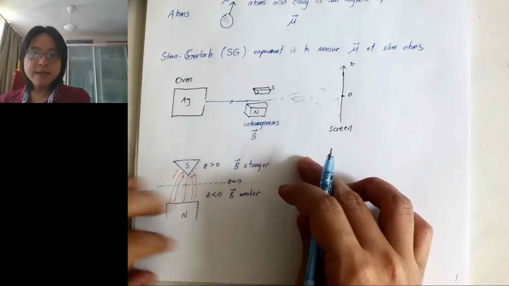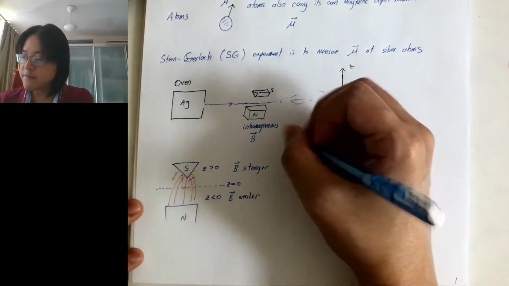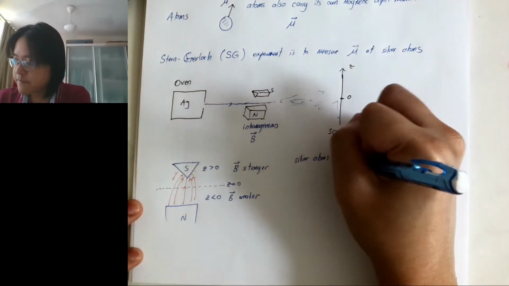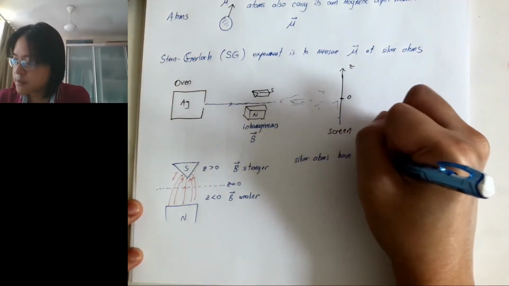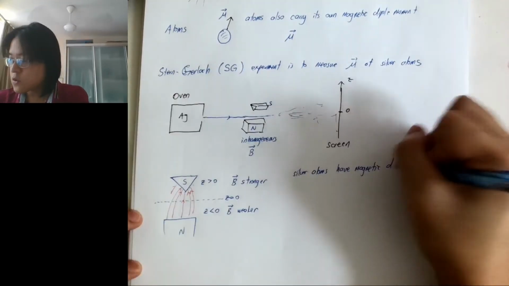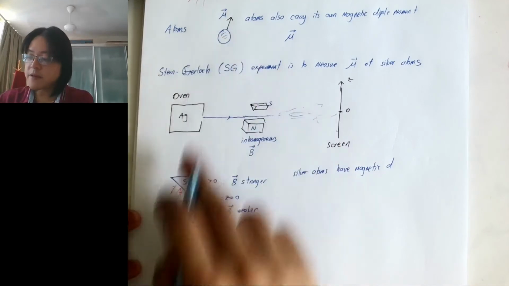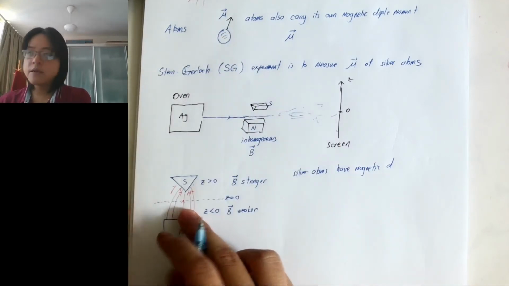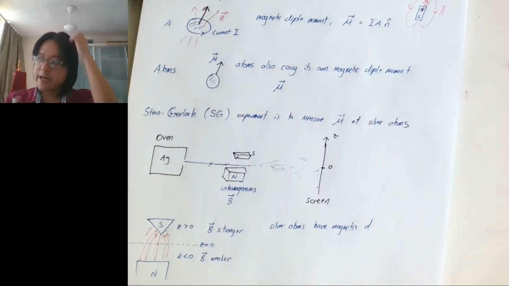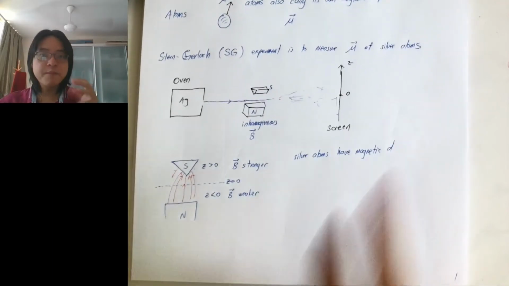Just now I was saying that the silver atoms have a magnetic dipole moment mu. I explained this just now. So this will interact with the magnetic field. If you put a magnet inside another magnetic field, the magnet will experience a force. Magnet and magnet will get attracted or repulsed. It depends on the direction.